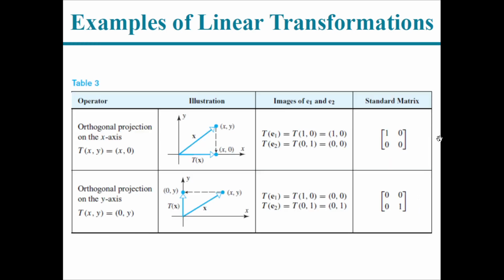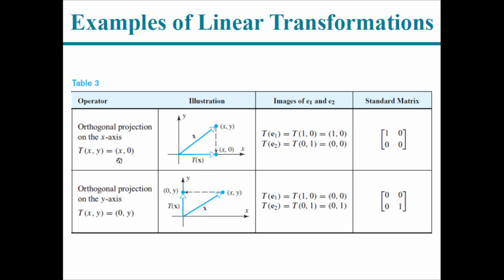So this transformation is orthogonal projection on axis x and y. Okay, so you have one is for x, the other one is projection on y. So what happens here? Every vector is projected on x-axis, so its y component is 0 and its x component remains the same. So that's the linear transformation. You don't need to remember this, it's just an illustration.